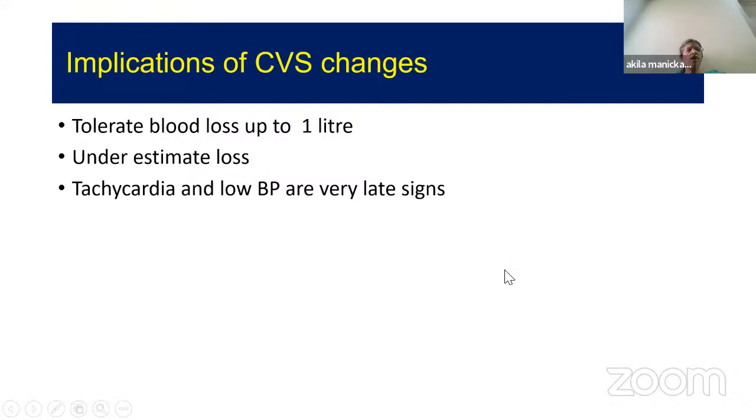Because the blood volume, as I said, increases to about 94 ml per kg, even when the patient loses around 1000 to 1500 ml of blood, they compensate very well and do not have compensatory symptoms such as hypotension. So we tend to underestimate blood loss.